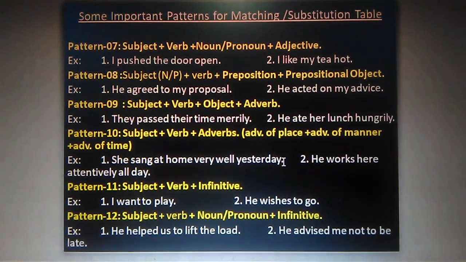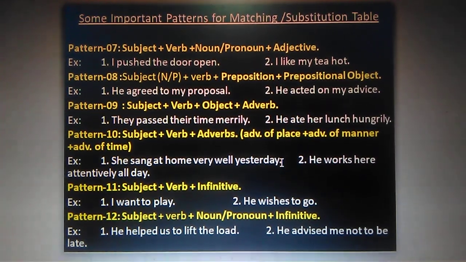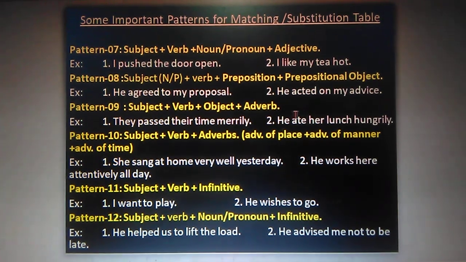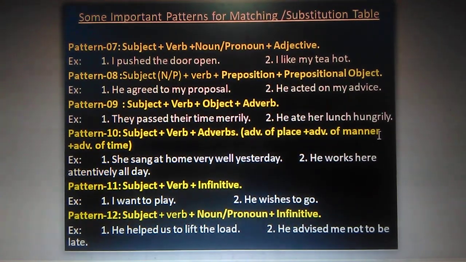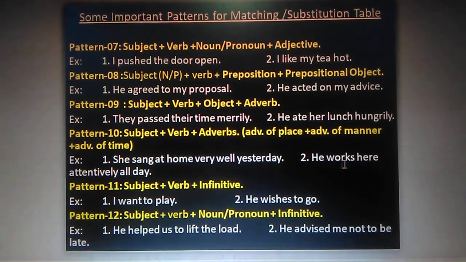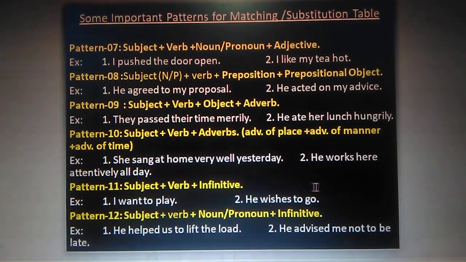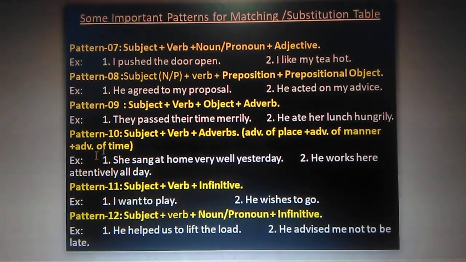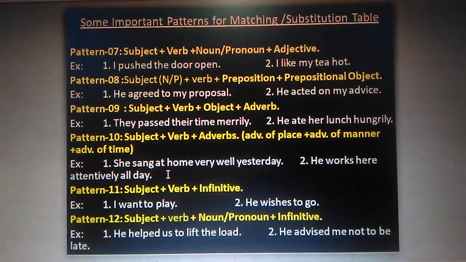So if three adverbs come in a sentence together, you keep in mind that at first there will be the adverb of place, then there will be the adverb of manner and adverb of time. So place, manner and time, that will be the order. He walks here attentively all day. So here 'here' is the adverb of place, 'attentively' is the adverb of manner, and 'all day' is the adverb of time.